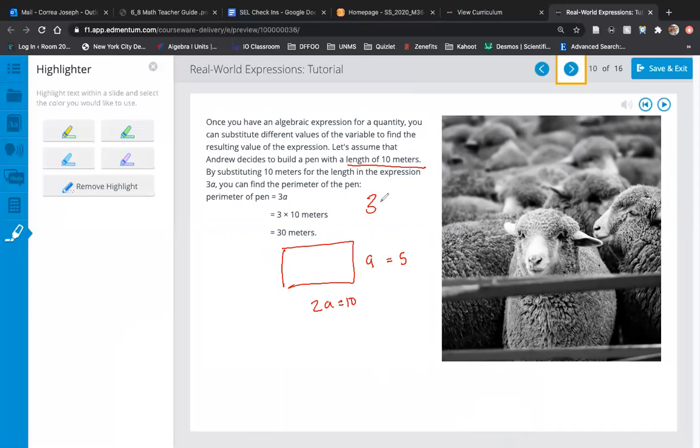So we would just say 3 times 5, 3 times 10, sorry, gives us a perimeter of 30. So this is just kind of explaining that substitution phase. All right. Now, that should take us to the practice slide for today.